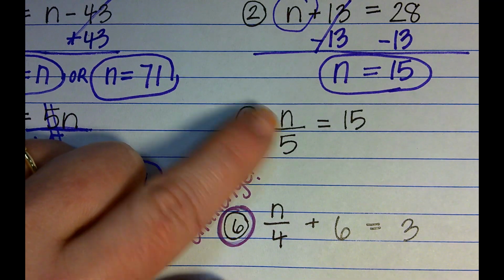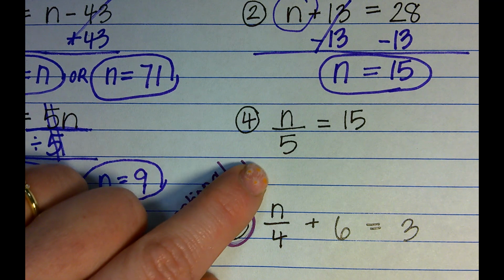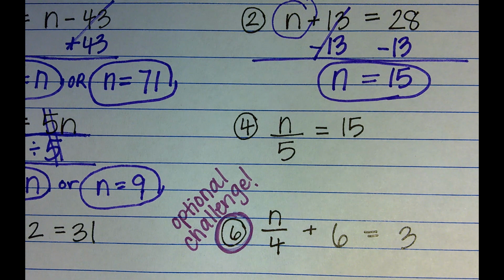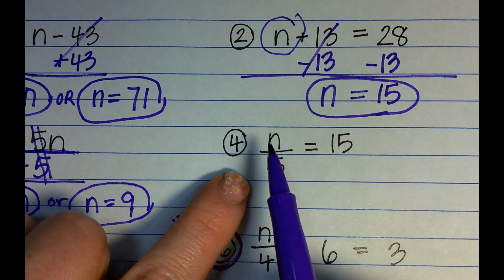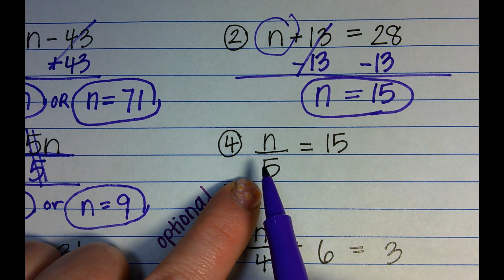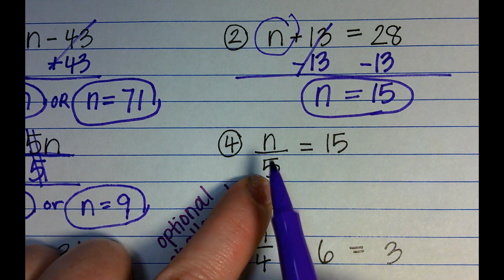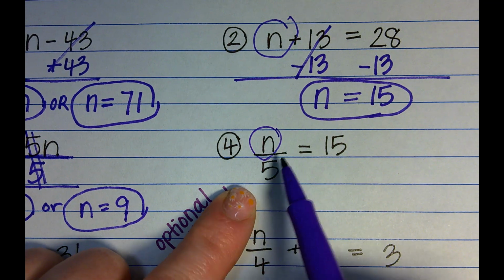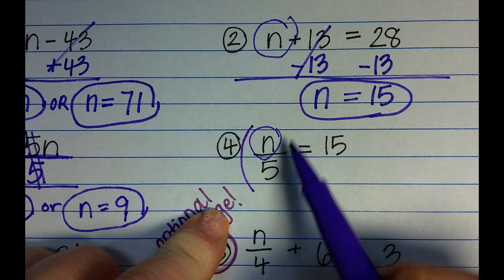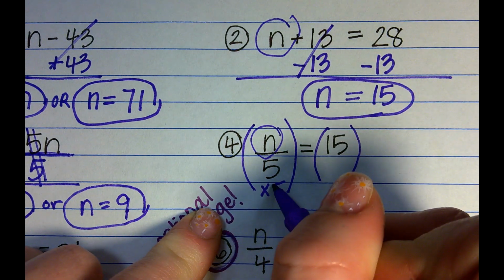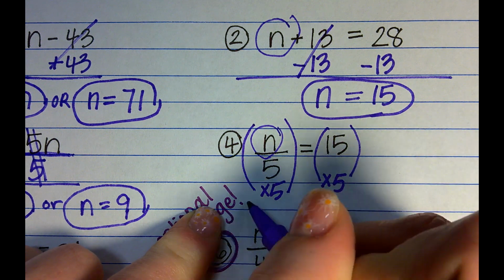Now I have n over 5 equals 15. What does this mean when I have n over 5? What's happening? Division. Yes. So if I have n divided by 5, first of all, am I getting rid of 5 or am I getting rid of 15? 5. We're trying to get n by itself, and 5 is with n. We want to get it off of n. So to get rid of divided by 5, what do we do? You multiply by 5 on both sides.